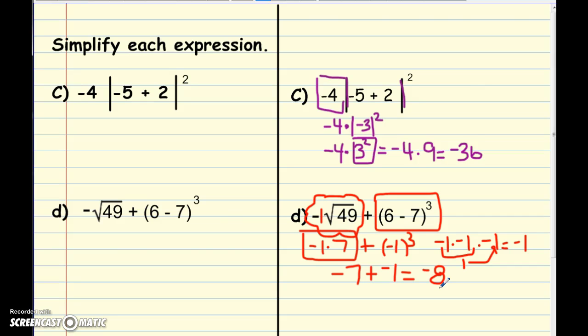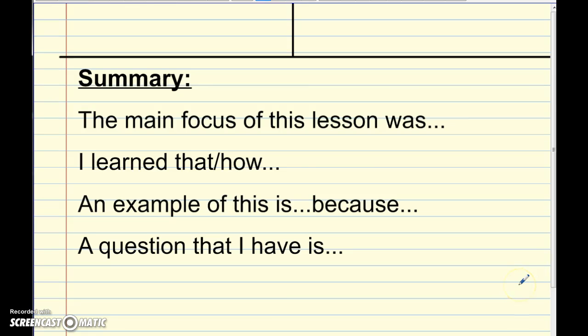So again, folks, this is all about simplifying expressions. Really, the only thing different with this today is that we have these square root symbols right here, and the absolute value symbols. But we treat them just like we do parentheses. So let's move on to that next slide, because now it's time for you to draw that line across your page and write your summary about this lesson.